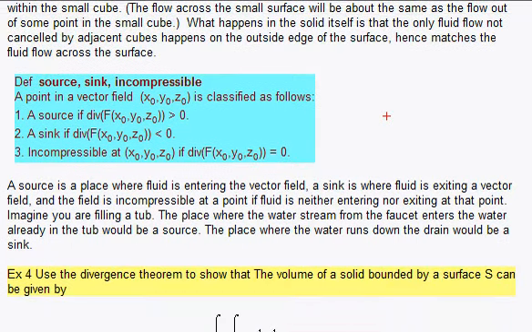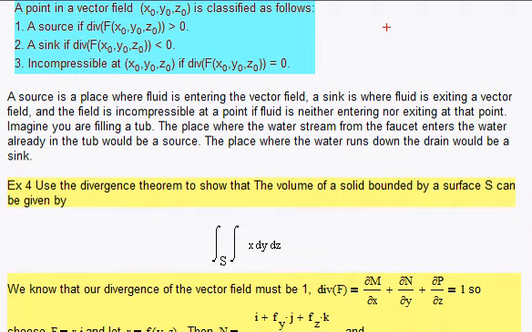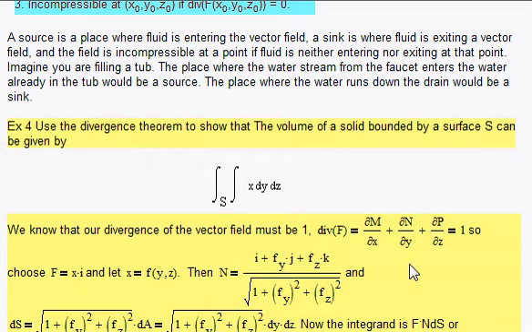So let's look at one more example here in this video. Use the divergence theorem to show that the volume of a solid bounded by a surface S can be given by, look at this, the double surface integral over S of x dy dz. Well, the divergence of the vector field must be 1. Why would that be? Because the vector field looks like it'd be xi plus 0j plus 0k. So the divergence would be 1, right?